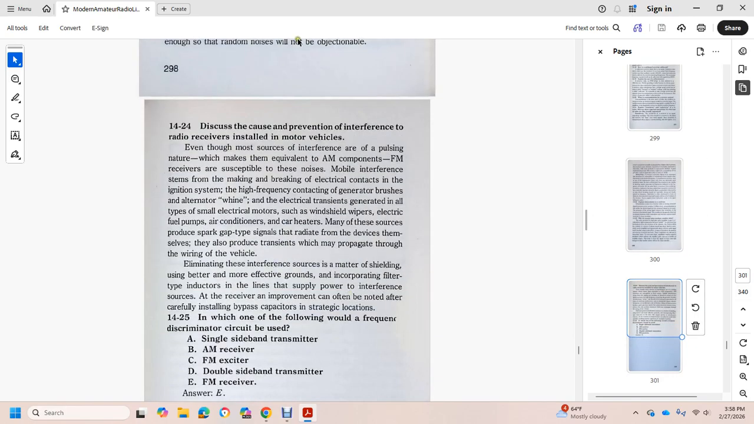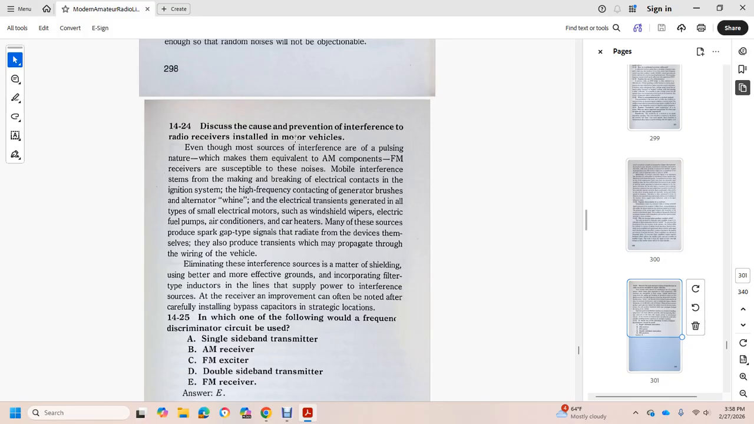Discover the causes and prevention of interference with radio, such as motor vehicles. Most of the source of interference is pulsing in nature, which makes up equivalent amplitude and frequency modulation components in the receiver. Mobile interference systems include breaking electronic contacts in the ignition system, the high frequency contact with the generator brush, electronic motors, windshield wipers, and electronic fuel pumps.